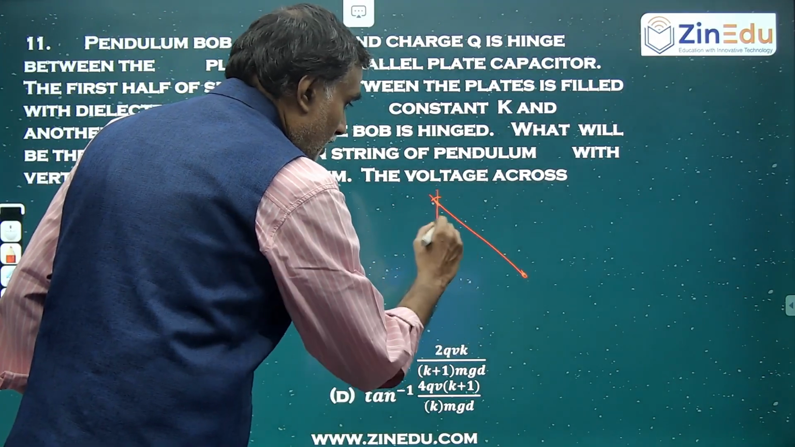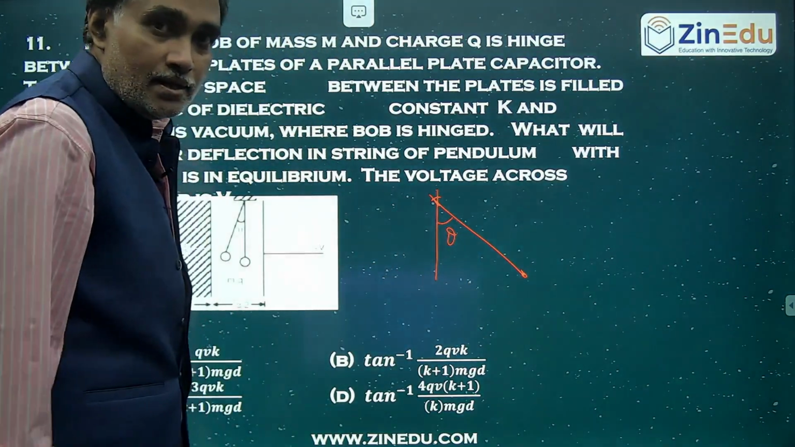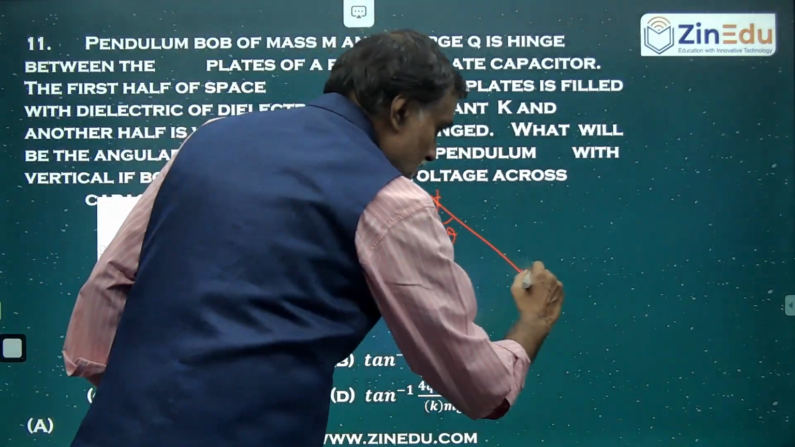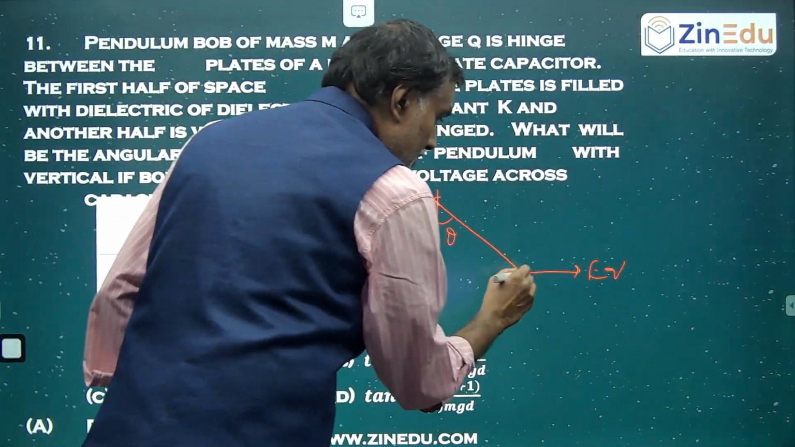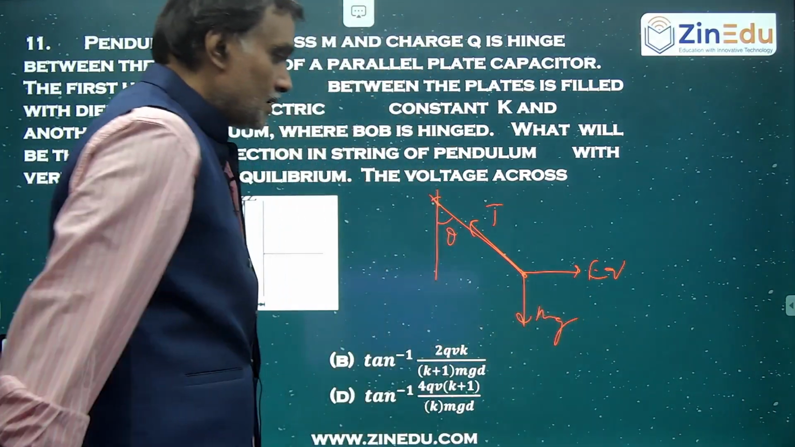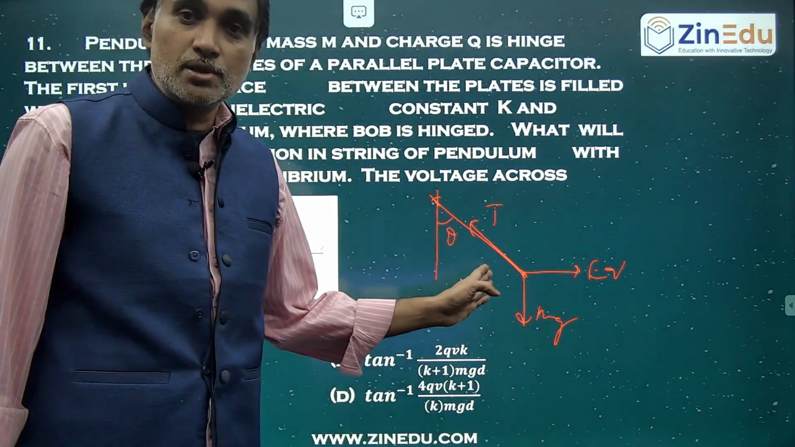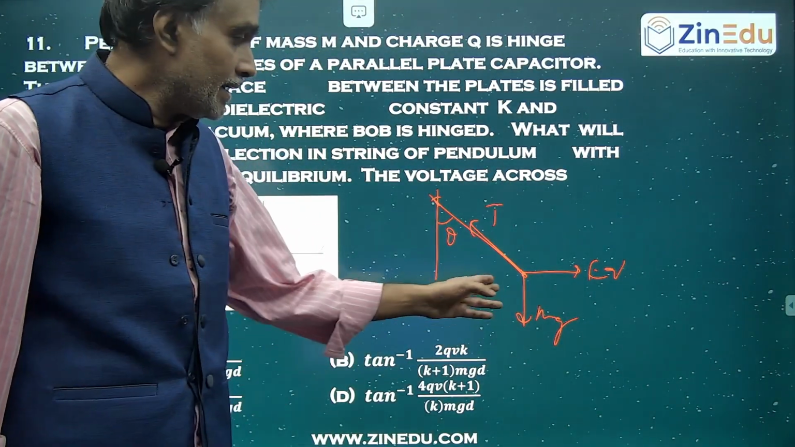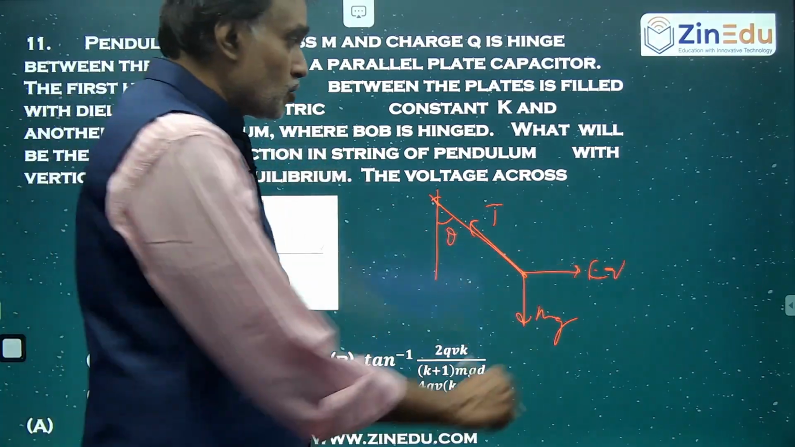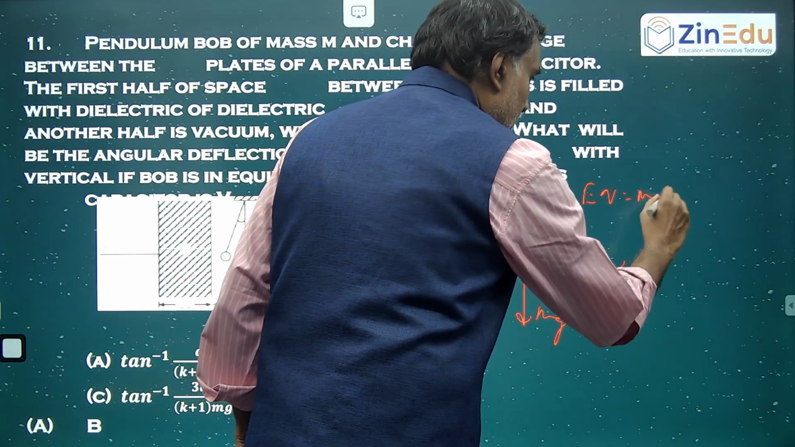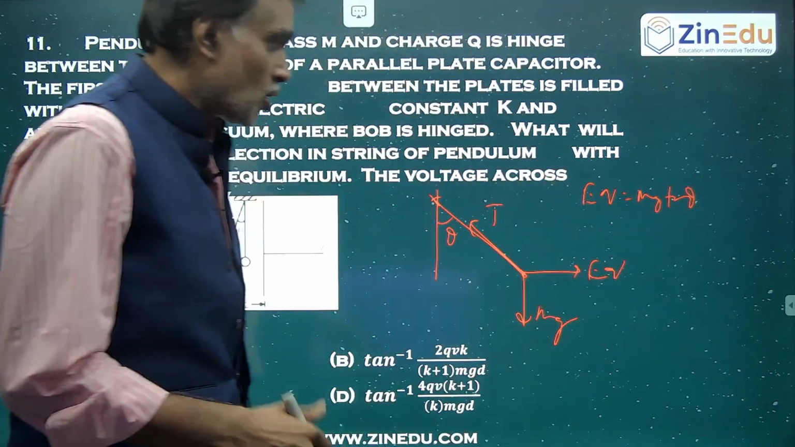So when bob is at some angle theta, okay, what are the forces acting? Charge on the bob is q and electric field is E horizontally, so qE is the horizontal force. Tension is T, and gravitational force mg. Then if I solve for net force to be 0 in vertical and horizontal components, I get qE is equal to mg tan theta, that is equal to tan theta. Tan theta, that's all. But how do you find E?